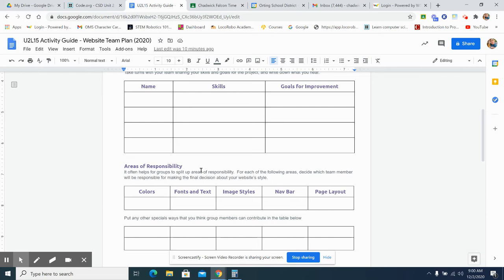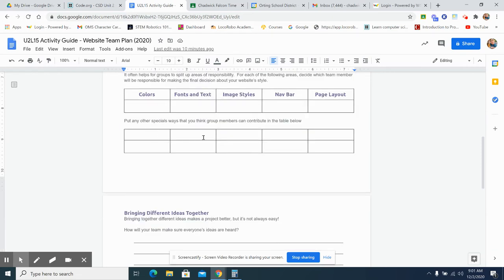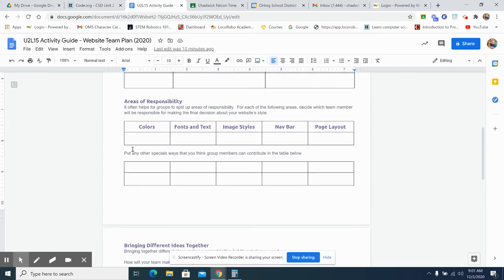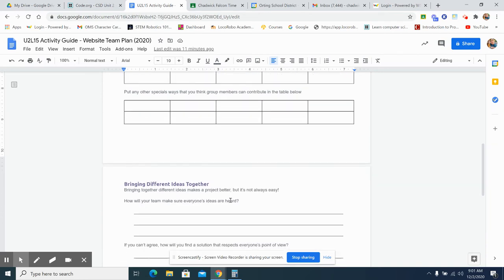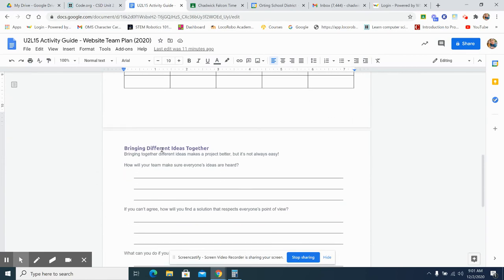So who is going to be in charge of that? And then any other special ways you think the group members can contribute, in the table below that. So what are some other ways people can contribute? Is it the typing? Is it just getting things typed, and then you can copy and paste things out of a Google document and move forward from there? Then how are all those ideas going to come together? How are you going to make sure that everyone's ideas are heard?